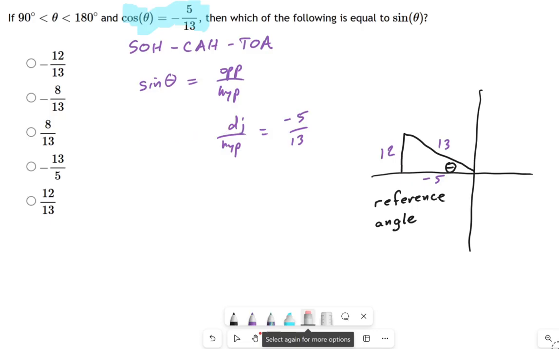And now I want to know, what is sine of theta? We're just about done. Well, the opposite is always the side furthest away from your angle, even the reference angle. So that's going to be 12, and hypotenuse is 13. So that is our answer.